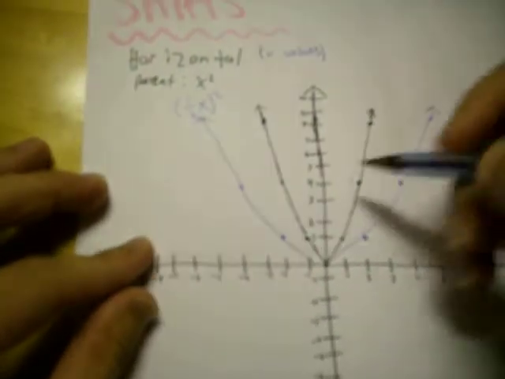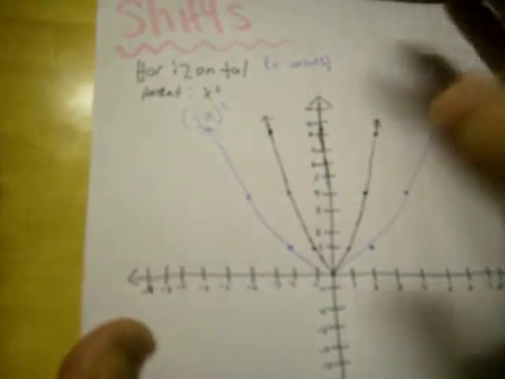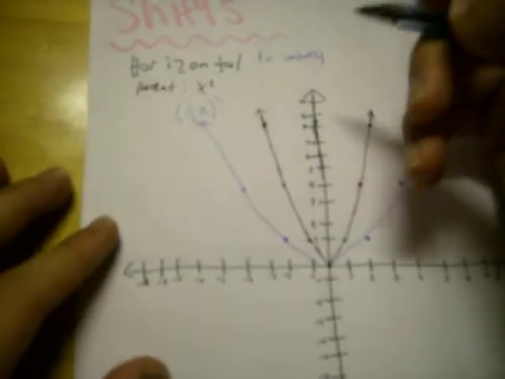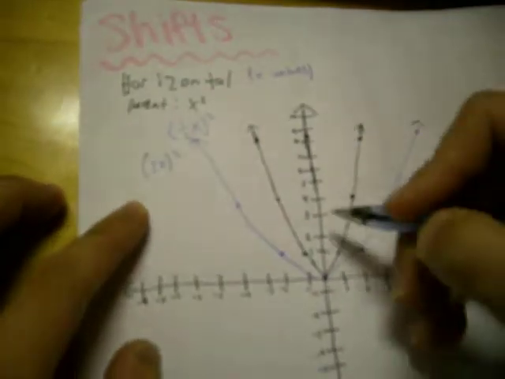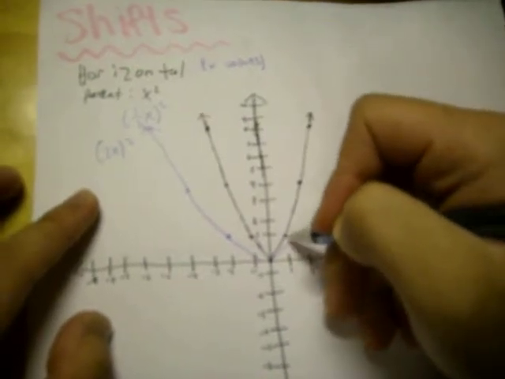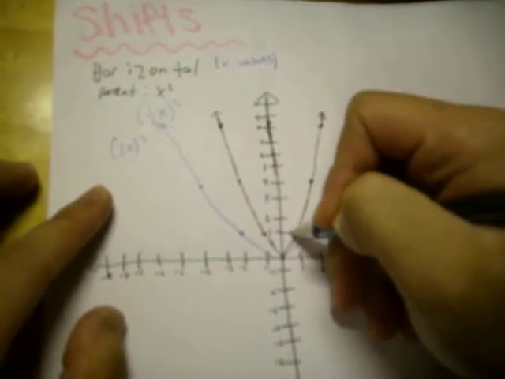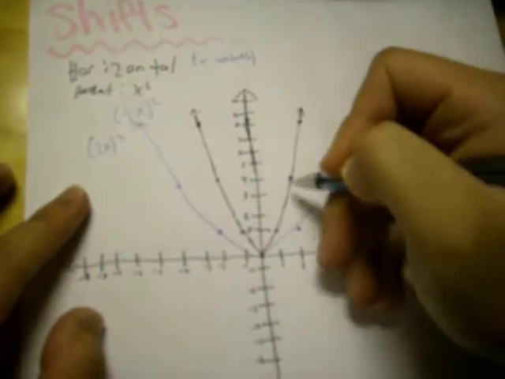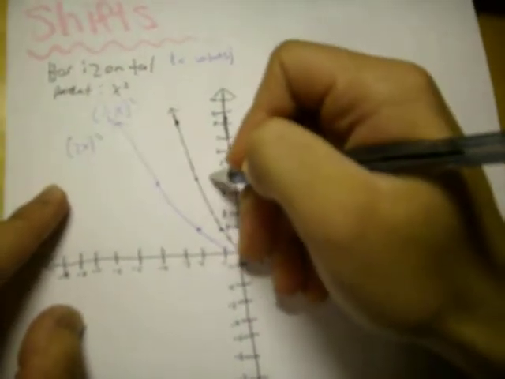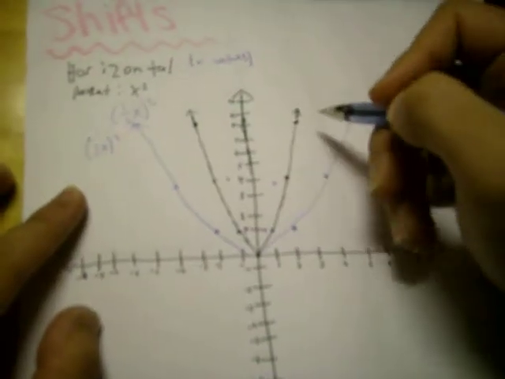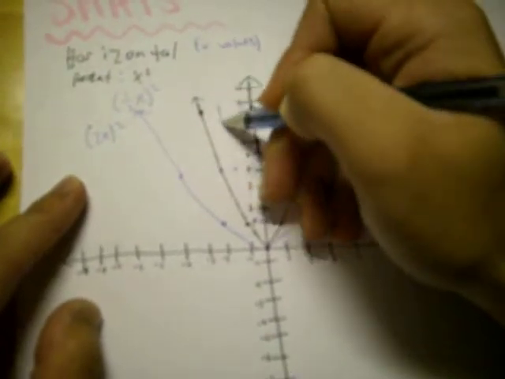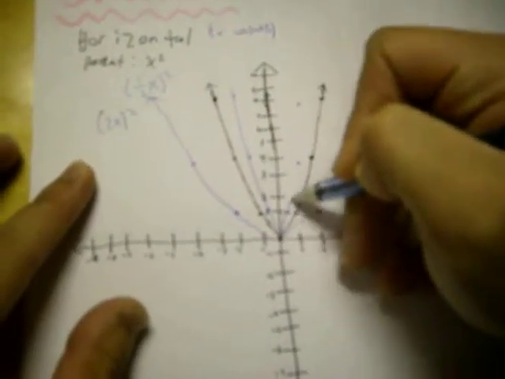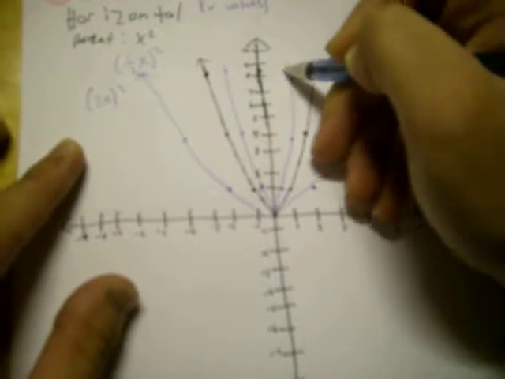When I'm going to shrink it, all I have to do is put a number inside the parentheses that's bigger than 1. So in this case, I'll put 2, so 2x squared, which means I divide everything by 2. 1, for example, would be half. Half of 2 is going to be 1, and half of 3 is 1.5 right here. And that's how it looks when it's horizontally shrunk.